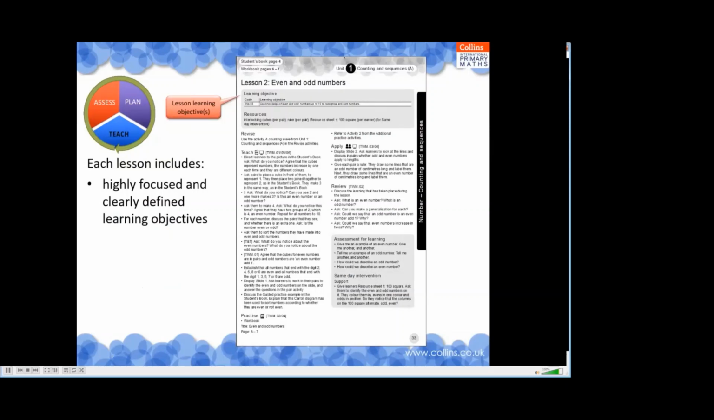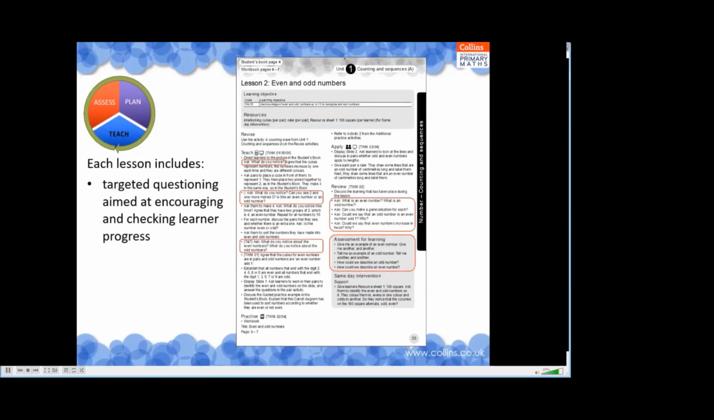Each lesson includes highly focused and clearly defined learning objectives. It includes targeted questioning aimed at encouraging and checking learner progress.